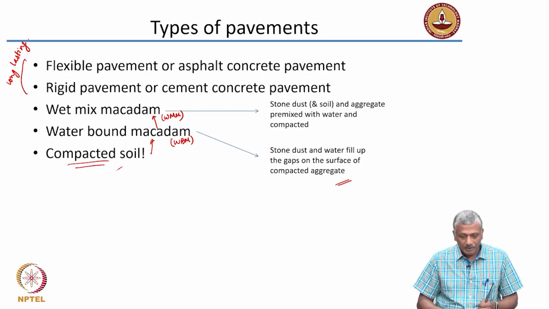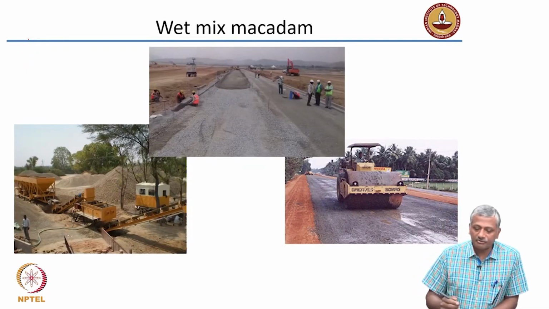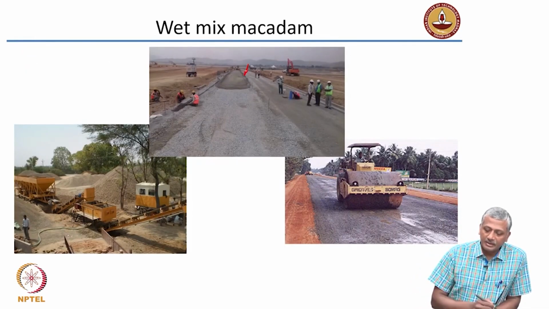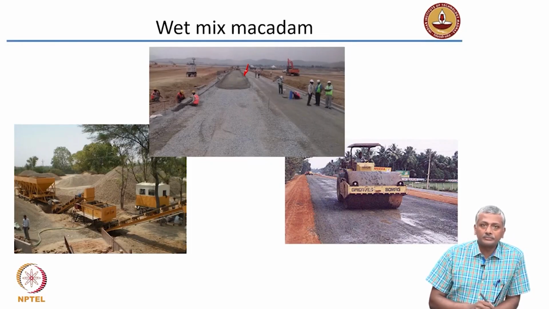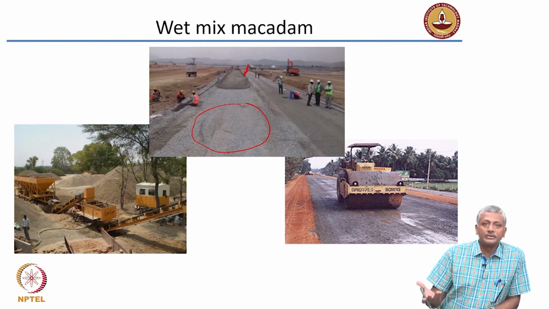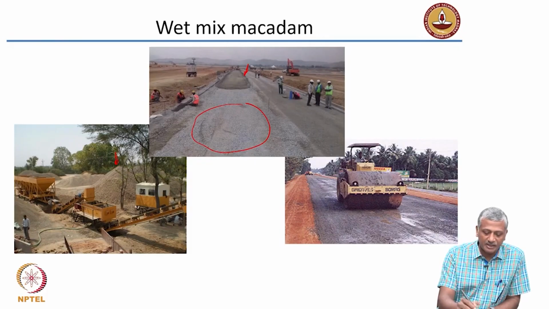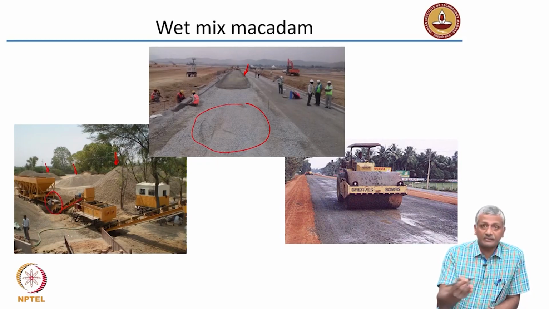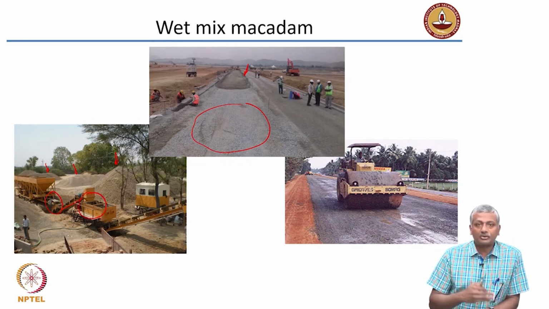I am showing you some pictures here of the use of wet mix macadam. You see the macadam being poured out onto the roadway surface and then it is going to be compacted. Below that, of course, you have a layer of just your stone base. This is a plant at which you are producing this wet mix macadam. You have stone, you have stone dust and maybe some soil also. This will be batched just like we do batching of materials in concrete, and then they will be mixed together and then transported to the site for placement, and then they will be compacted using a roller.